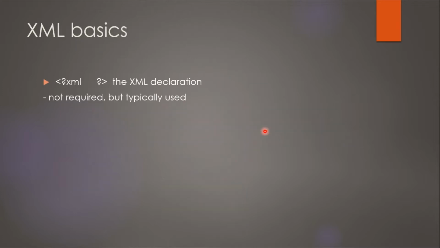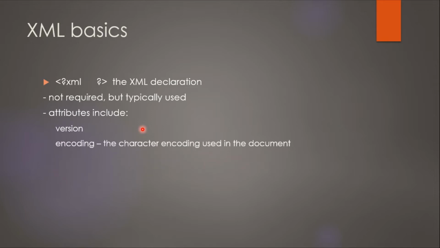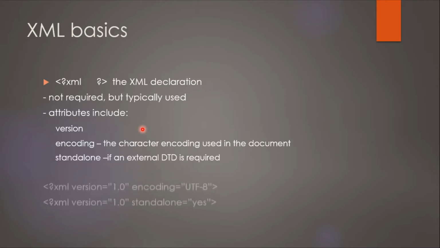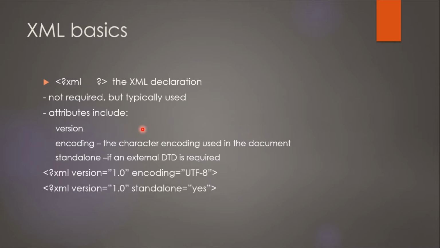Now this is the simple declaration of the XML: the angular bracket, the question mark, XML, then question mark, then angular bracket close. Okay, this is not a required structure, but we have to use it in all XML documents. The attributes include the version, the encoding, the character encoding used in the document, and standalone if external data is required. Okay, this is the simple way of defining the XML structure.